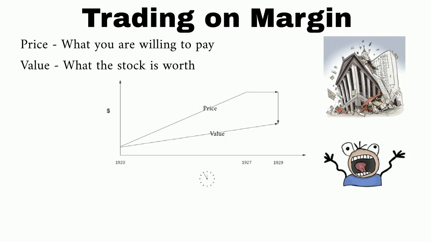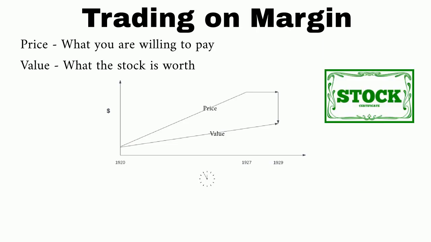Now think about when we watched that movie about the 20s, and we heard they were talking about investing on margin. What is investing on margin? Well, essentially what it meant was if you wanted to buy a certain amount of stock, you would only have to pay for 10% of that stock. So let's say you wanted to buy $1,000 worth of stock, you would only have to put up $100.